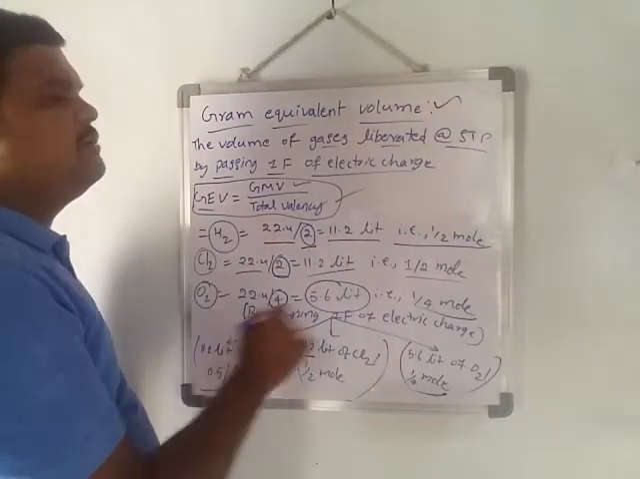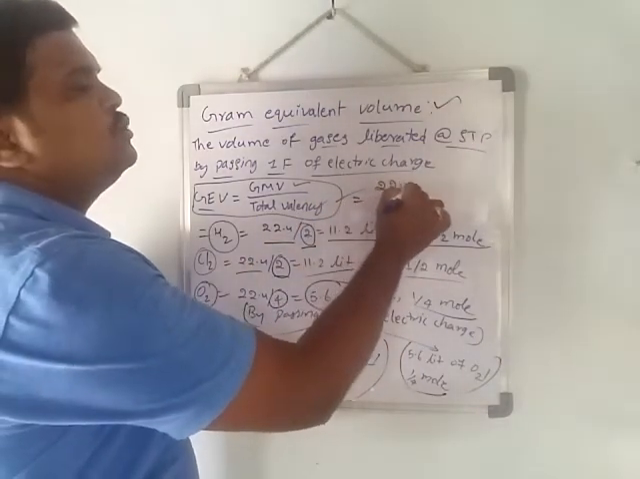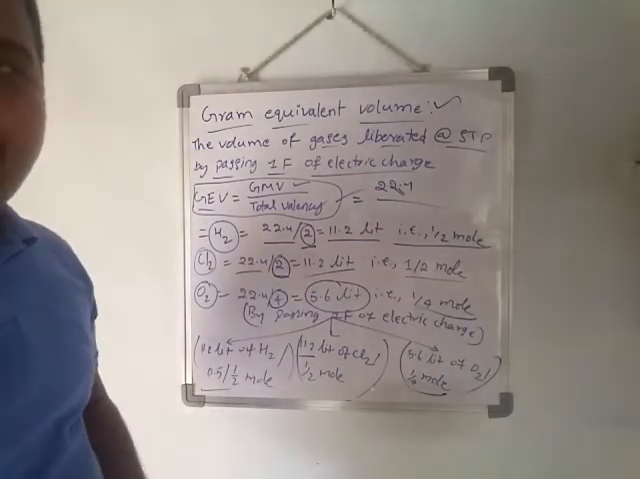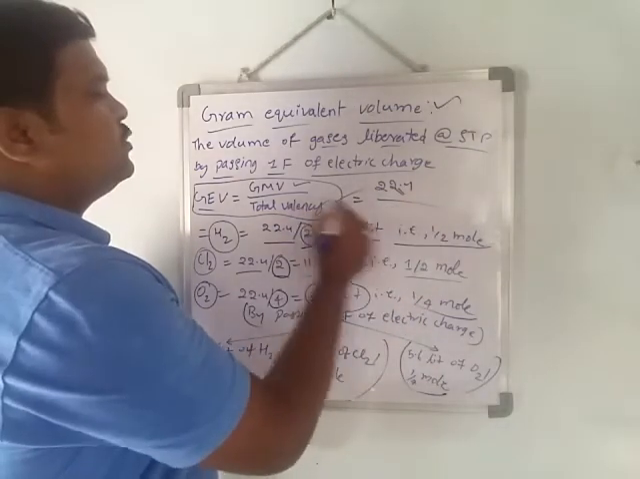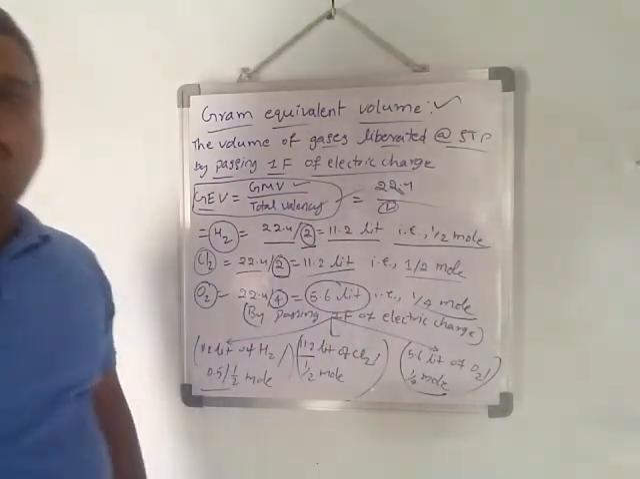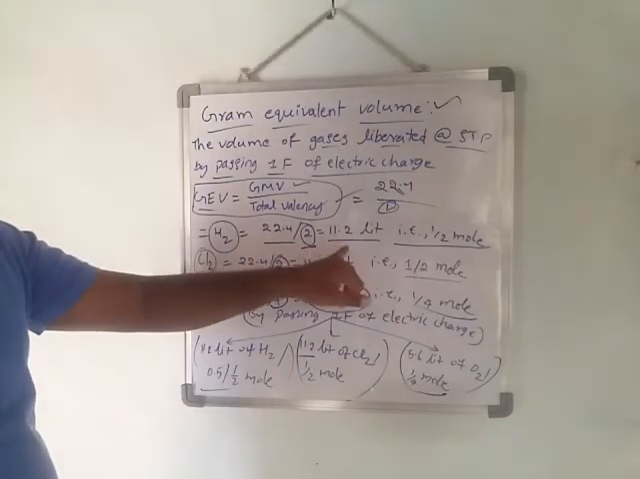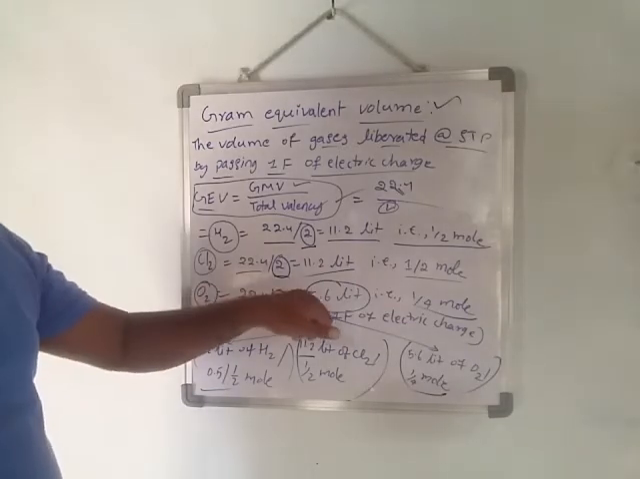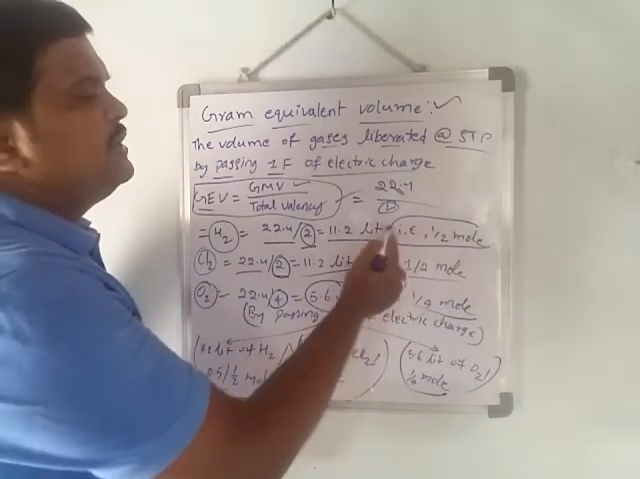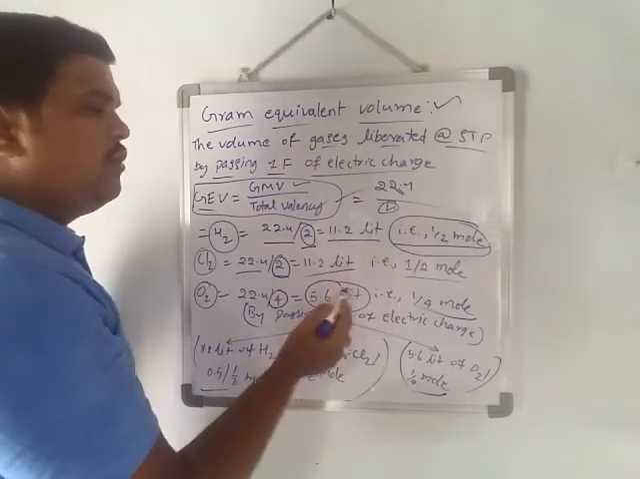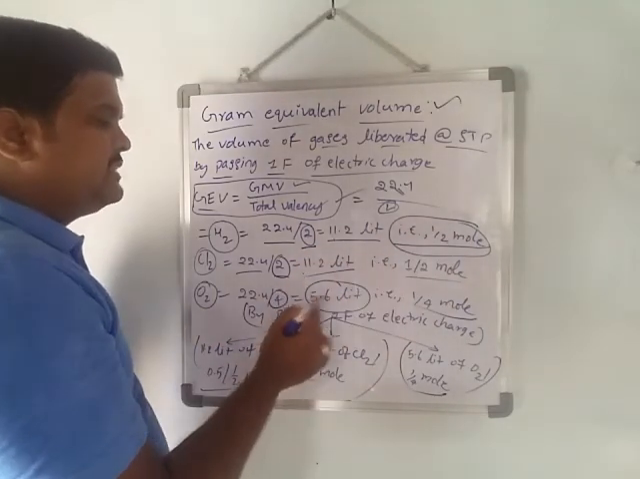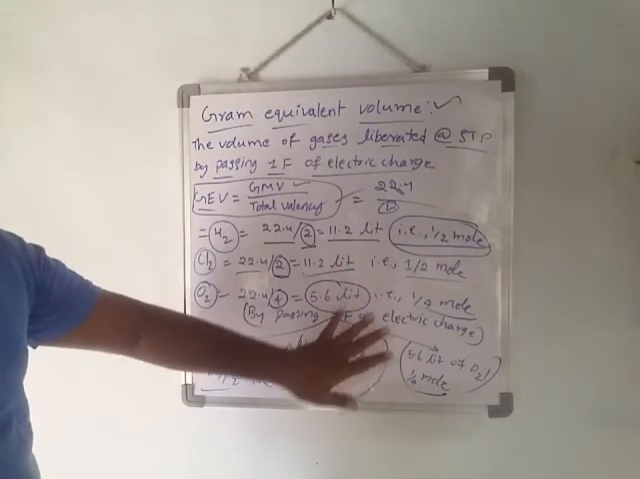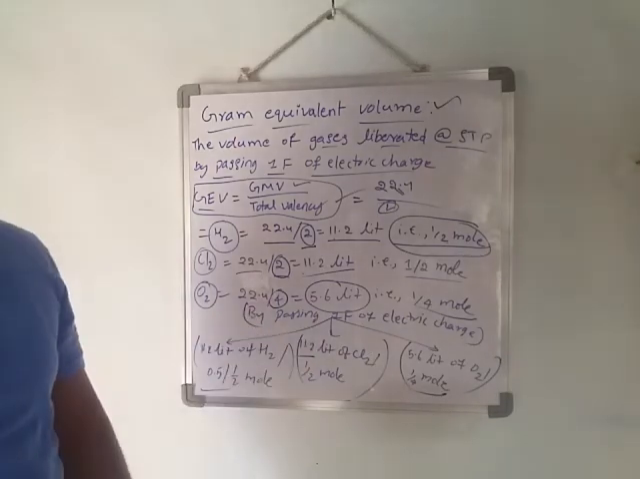Gram equivalent volume is the gram molar volume, that is 22.4 liters, divided by the total valency of the given compound, since 1 mole of any gas at STP conditions occupies 22.4 liters. So this is hydrogen 11.2 liters, chlorine gas 11.2 liters, oxygen 5.6 liters. If you express that in moles, 11.2 liters is half mole and 5.6 liters is 1 by 4 mole of oxygen liberated by passing 1 Faraday of electric charge.